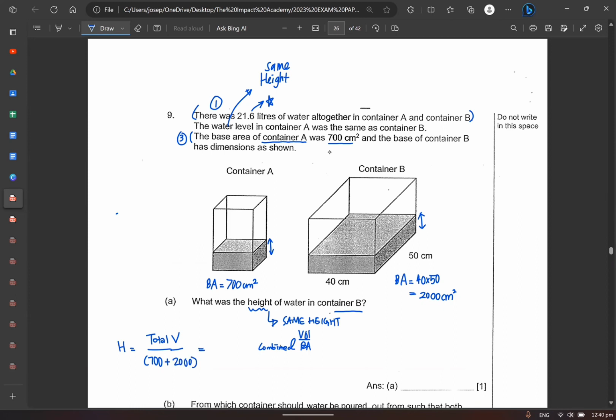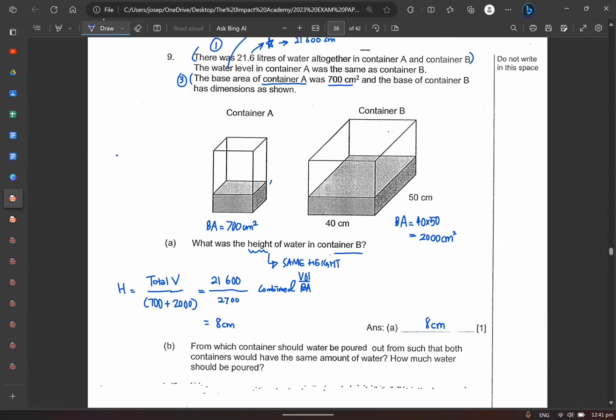All right, and then we also want to put in the total volume, which is 21,600. Now, I've changed 21.6 liters to 21,600 instead. Okay, so that is centimeter cube. So then you divide by 2,700. When you do 21,600 divided by 2,700, we get 8 centimeters. So both tanks will have a water level of 8 centimeters.